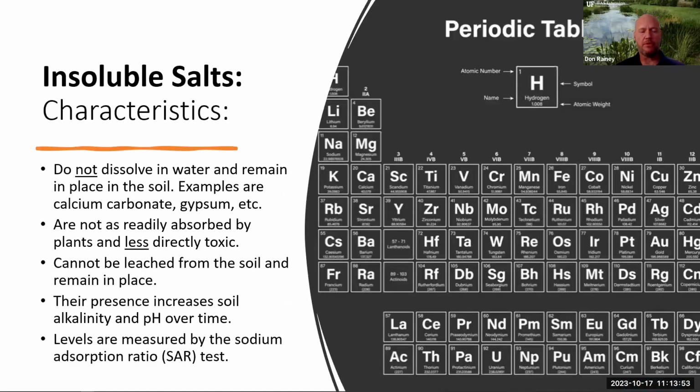So they're insoluble. As the opposite of soluble, they do not dissolve in water and remain in place in the soil. Examples would be calcium carbonate, gypsum, which is calcium sulfate. Those actually provide some soil tilth, building some structure to our soil. So that's a good thing. They're not as readily absorbed by plants unless directly toxic. And again, they're not mobile, so they don't really leach from our soils unless they're carried off through erosion activity and stuff like that with runoff, stormwater runoff. And they have a characteristic. They do typically increase soil alkalinity.